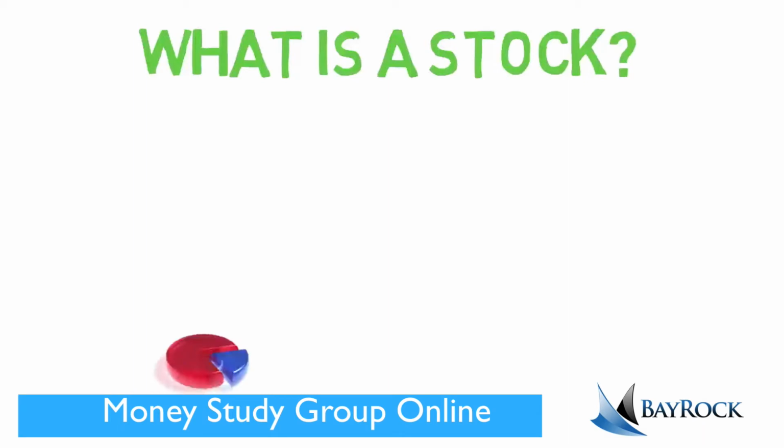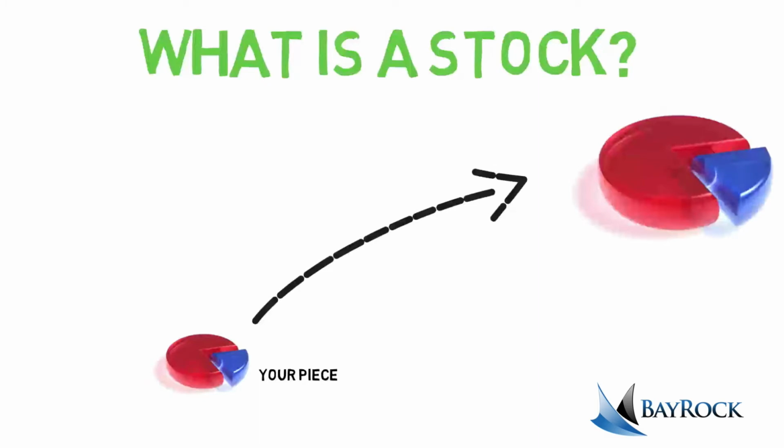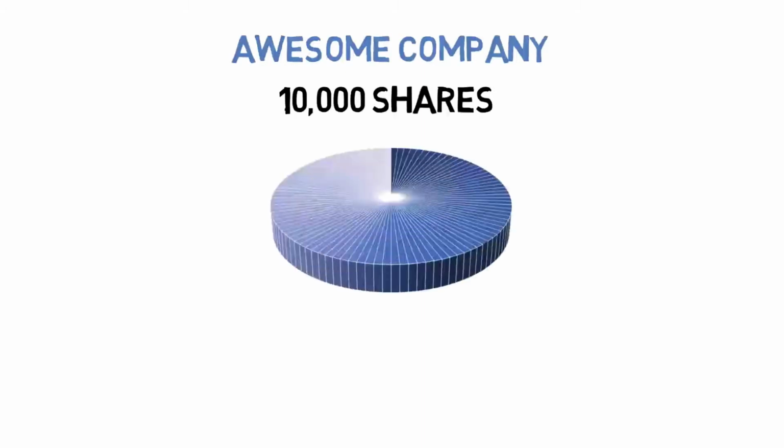When you buy a stock, you are buying an ownership stake in the company. The goal is for you to increase the value of your initial investment. Let's explore an example. Awesome Company has a total of 10,000 shares outstanding. That's the number of pieces available. Those pieces are called shares.